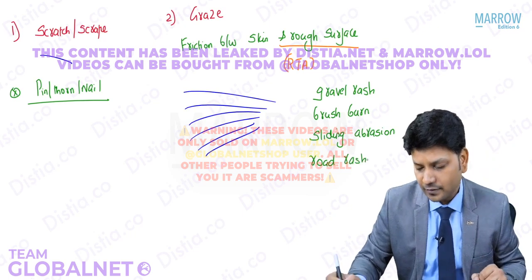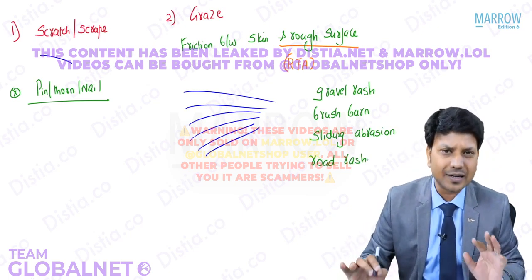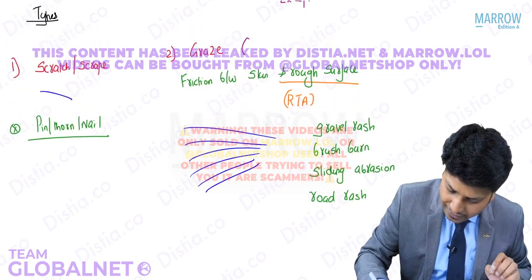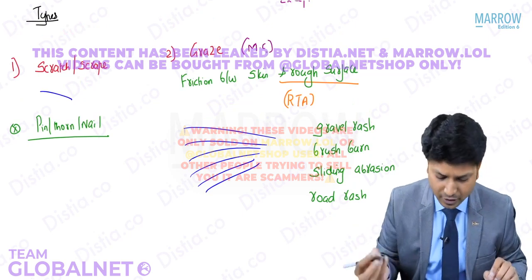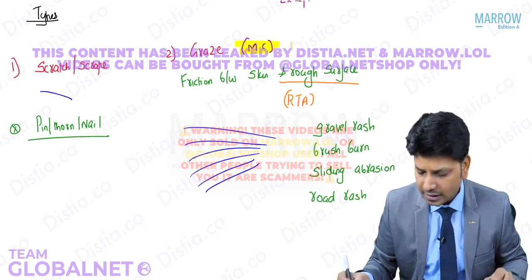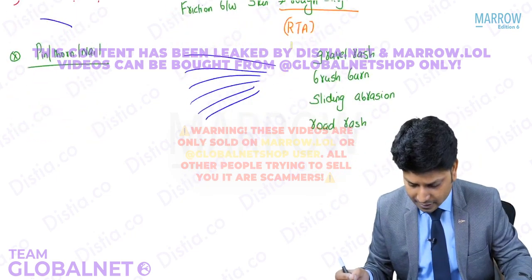Out of all the abrasions that we're going to discuss, the most common abrasion is the grazed abrasion, because, as I told you, it is very commonly seen with road traffic accidents. Okay, done. Now moving further, the third type of abrasion.